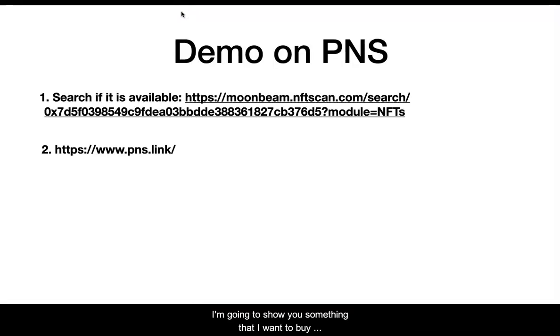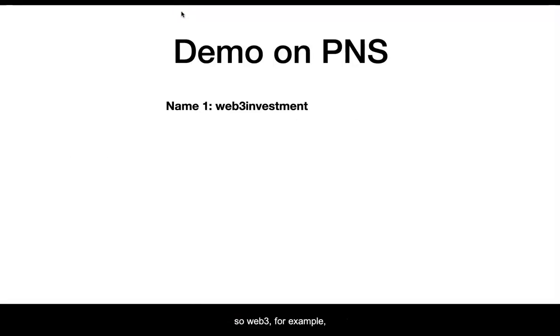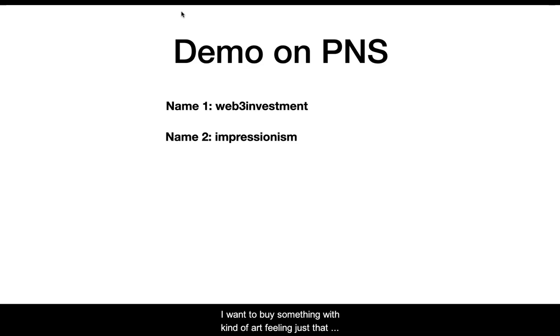So I'm going to show you something I want to buy. So Web3, for example, Web3 investment. That's related to my YouTube channel. So I think that's a name I probably want to buy. I want to buy some name with kind of an art, just like impressionism. That's kind of a cool name, maybe related to art, right? I want to get something related to crypto, like crypto dance. That's a good name, only 2 words, and it's probably easy to remember.